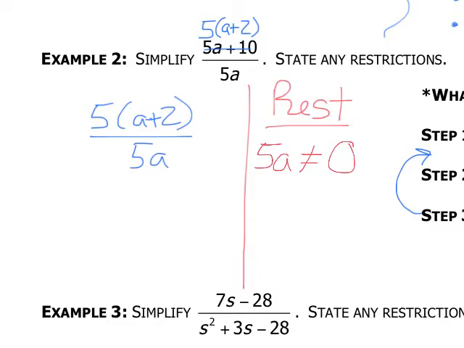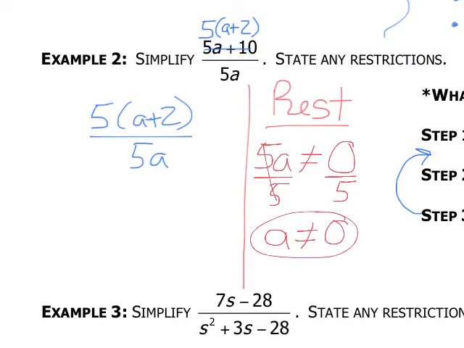This is really similar to just finding zeros, except now we're finding not zeros. I want to know what the bottom is not. The bottom is not allowed to be 0, so I need to know what a is not allowed to be. If I divide by 5 and just solve for a, then I end up with a cannot be 0. So there is my restriction.